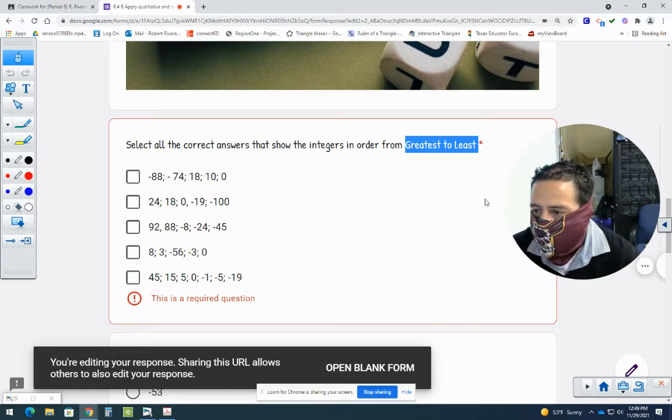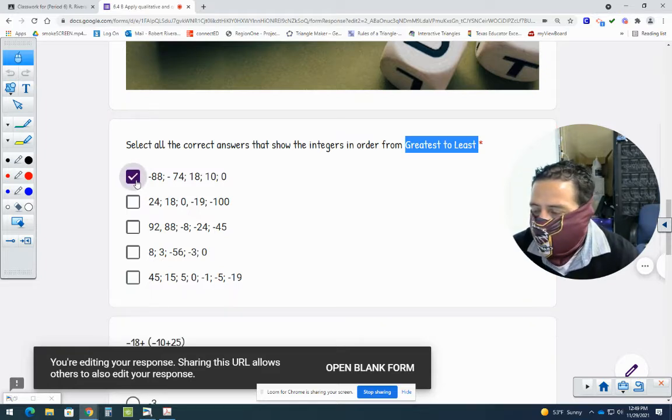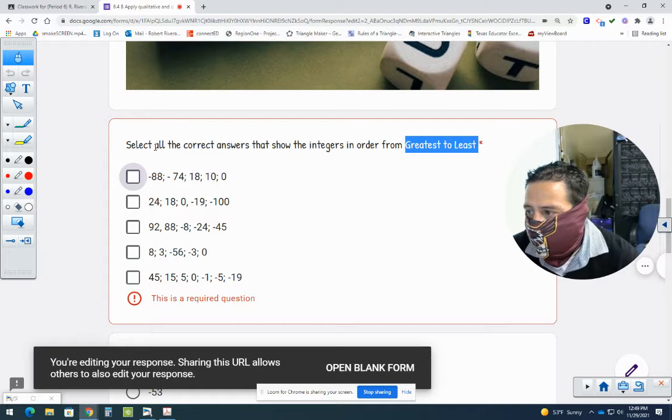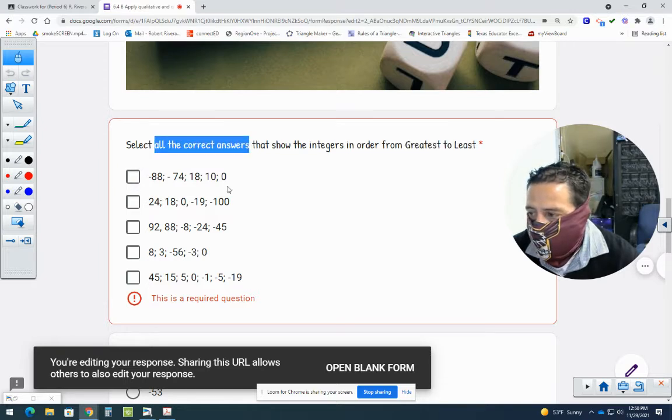Now, greatest to least, I'm going to go from the right to the left on my number line and check which ones are placed incorrectly in the correct order. Any one that's correctly placed, then you're going to select it. So let's pretend this is not the answer, guys. If I think that's correctly ordered from greatest to least, I'm going to select it, and you can select more than one answer. As a matter of fact, it says select all that are correct, so trust me, there's going to be more than one answer.